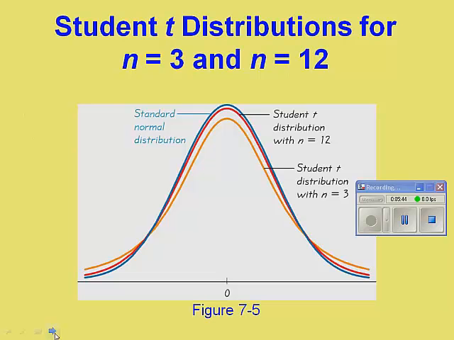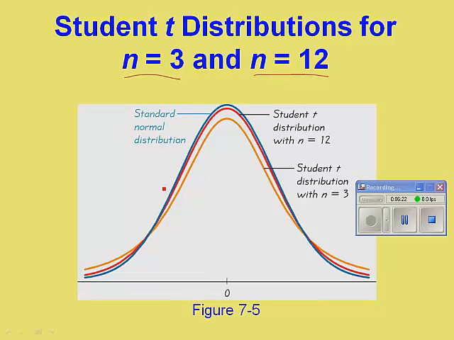Well, they look a heck of a lot like the normal distribution, don't they? I mean, can you even tell them apart? Well, the blue curve is normal. And then we're showing you some student t distributions. We're showing you n equals 3, that's in orange. N equals 12, that's in red. So it looks like as your sample size gets bigger, then the t distribution looks more like what? The normal distribution.